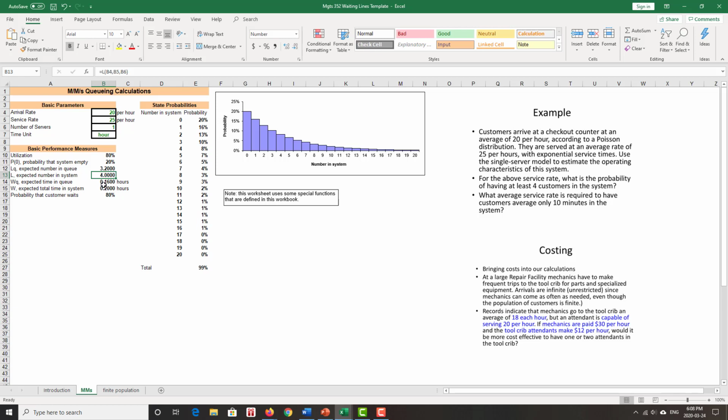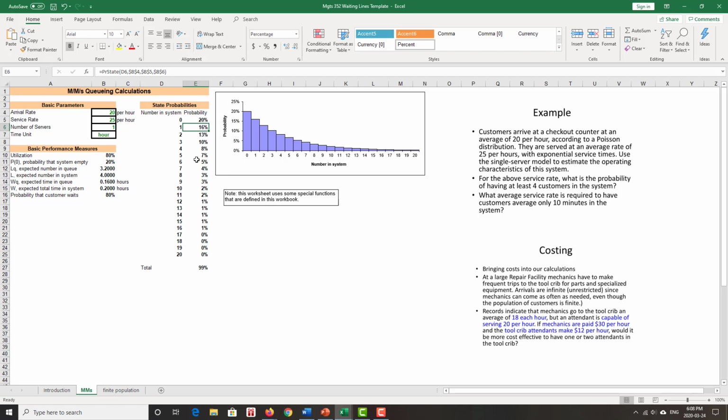Average waiting time in the line, 0.16 hours, which you can then easily convert to minutes so that it's, you know, somewhat conversational. And W is the total time in the system. It looks like about a fifth of an hour, right? So about 12 minutes total time in the system. 80% of the time a customer waits, which means 20% of the time it's empty. Right.